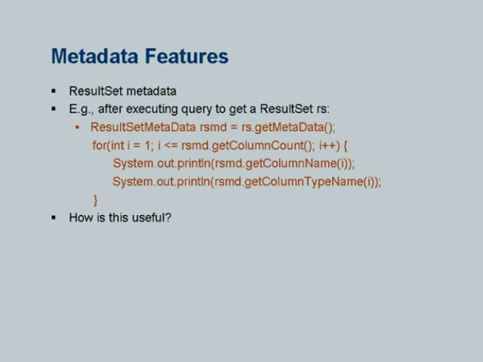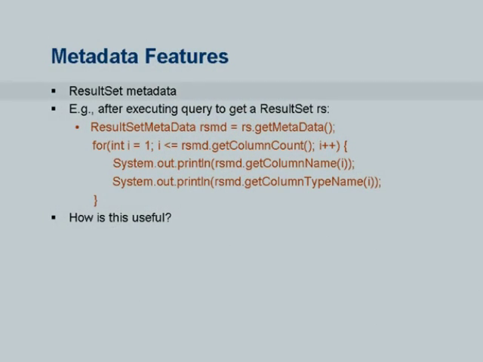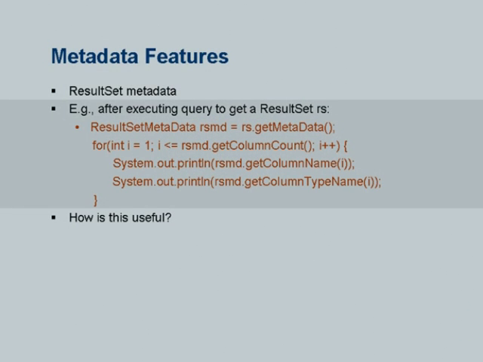Okay, now a quick overview of metadata features in JDBC. JDBC lets you look at what are the relations in a database, what are the columns in a query result, and so on. So there are two interfaces. The first one is called ResultSetMetaData. So when you run a query, you would like to know how many columns are there in the result, what are the names of the columns, what are the types. ResultSetMetaData is something which lets you see the metadata about a query result. So after you have executed a query, you've got a result set rs. I can say rs.getMetaData. That returns an object of type ResultSetMetaData.